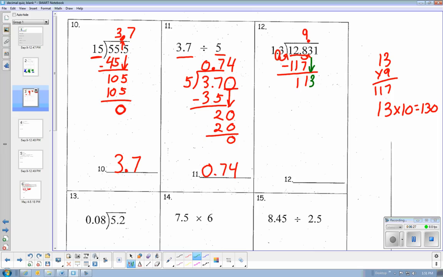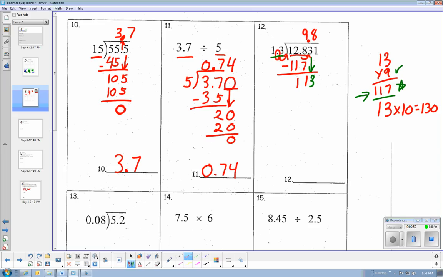Now, I like to show my work because this helps me to estimate on the next one, how many times will 13 go into 113. I can see it's going to be a little less than this one. Now this one, 13 times 9 was 117, so I can pretty much estimate that the next number is going to be 8.